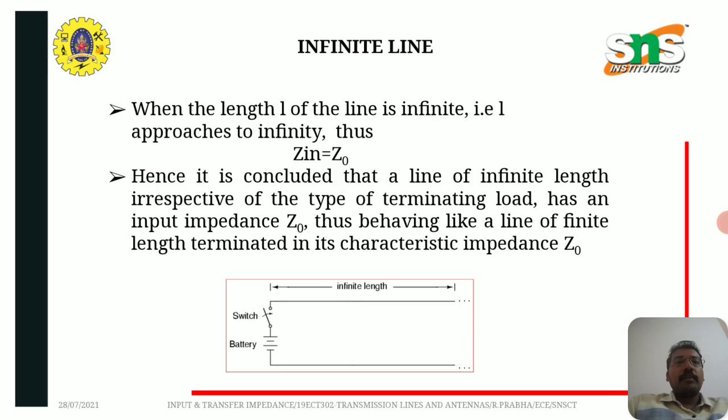Infinite line. When the length L of the line is infinite, i.e., L approaches infinity, Zin equal to Z0. Hence, it is concluded that a line of infinite length, irrespective of the type of terminating load, has an input impedance Z0, thus behaving like a line of finite length terminated in its characteristic impedance Z0.